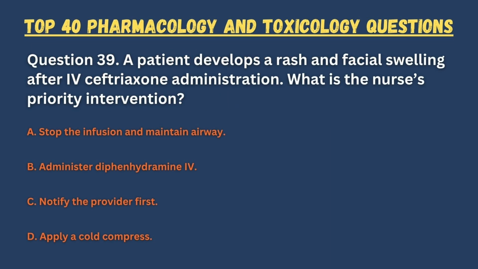Question 39. A patient develops a rash and facial swelling after IV ceftriaxone administration. What is the nurse's priority intervention? A. Stop the infusion and maintain airway. B. Administer diphenhydramine IV. C. Notify the provider first. D. Apply a cold compress.